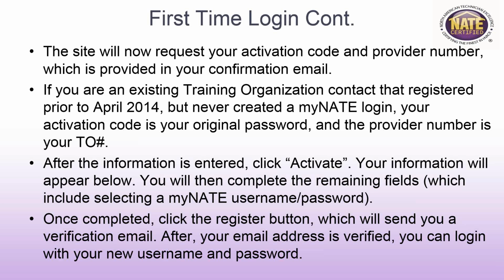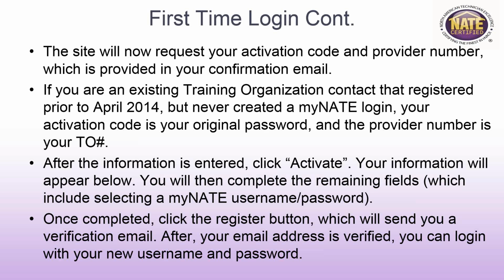email. If you're an existing training organization contact that registered with Nate prior to April 2014, but you never created a MyNate login, your activation code is your original password and the provider number is your old TO number. After that information is entered, click the Activate button.